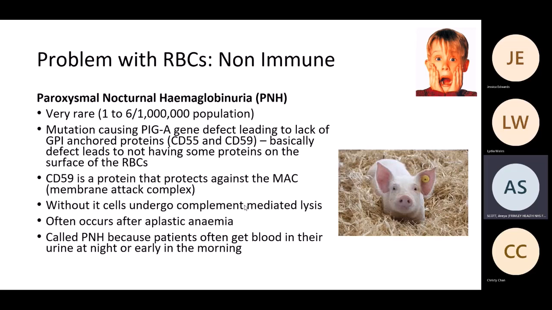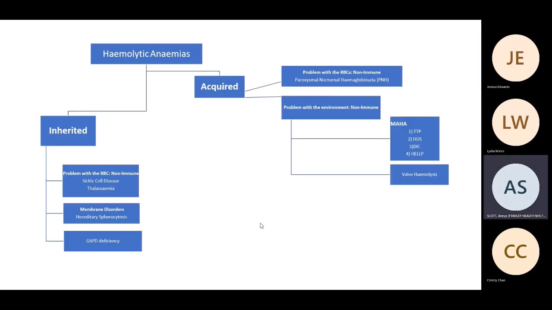And it's called PNH, just a fun fact, because patients often get blood or very dark colour to their urine, either at night or earlier in the morning, but not so much during the day. So that's that one. Don't worry about it too much.